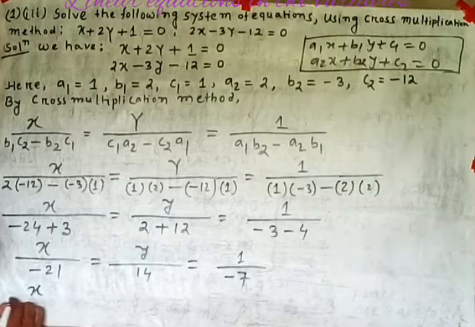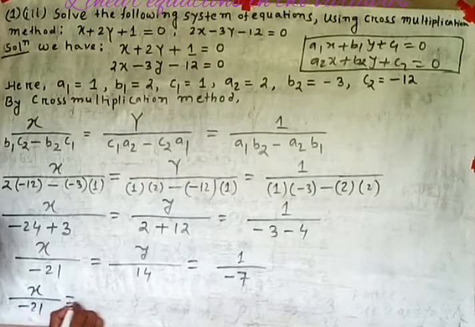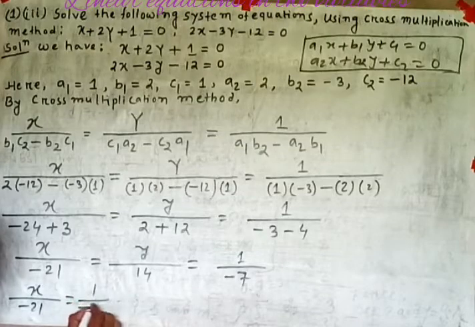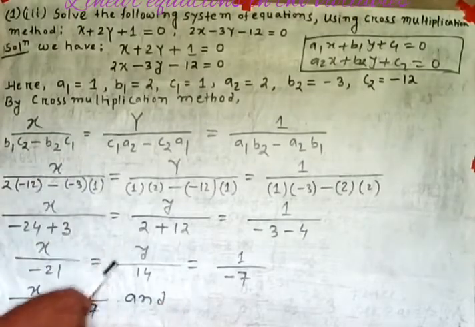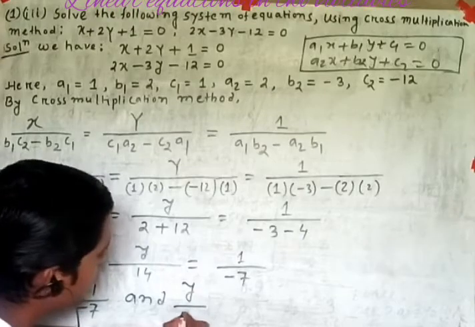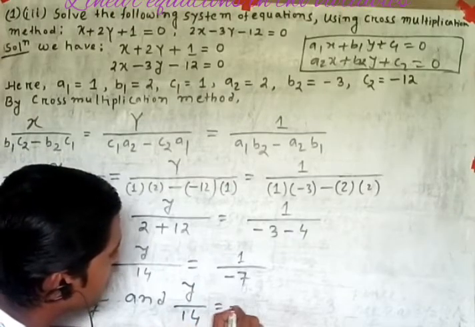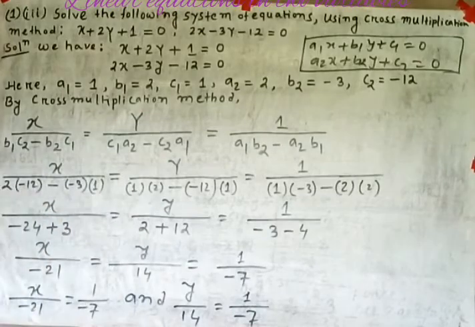x divided by -21 equal to 1 by -7, and another part, this equal to this one: y divided by 14 equal to 1 divided by -7. It means we are getting these two parts.